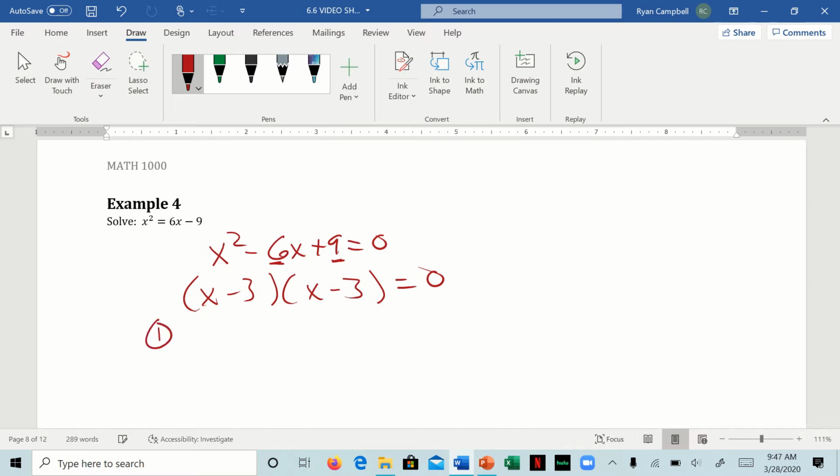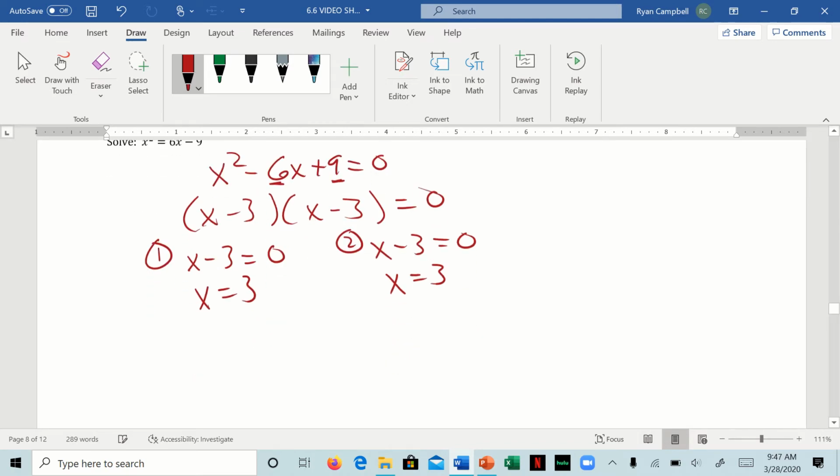Step 3, use zero product principle. So each of them is going to equal 0. Step 4, solve. So in the first case, x equals 3. Second case, x equals 3. Which means that for our solution set, we don't put both 3's because there's only one answer, right? We see that it's the exact same answer. So the only answer we get is 3.